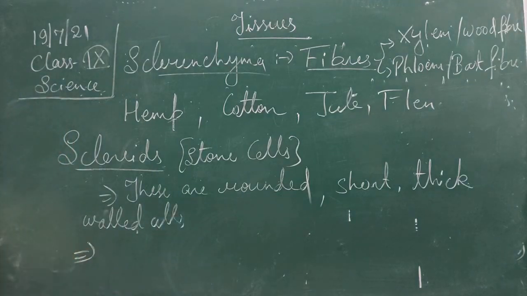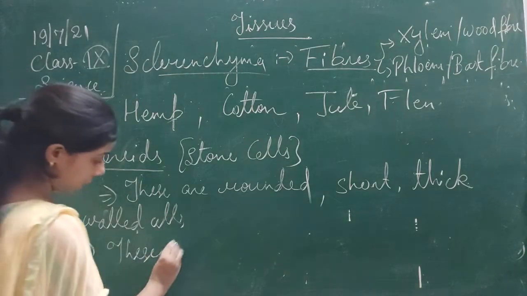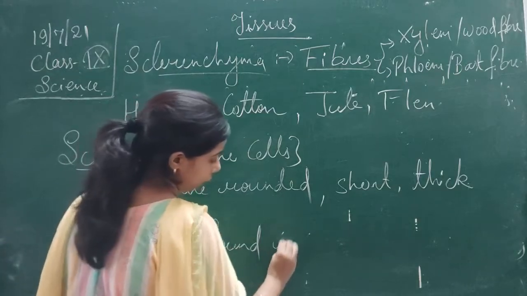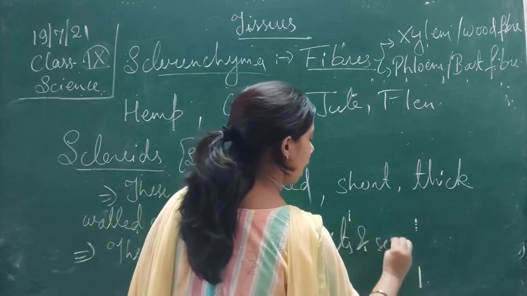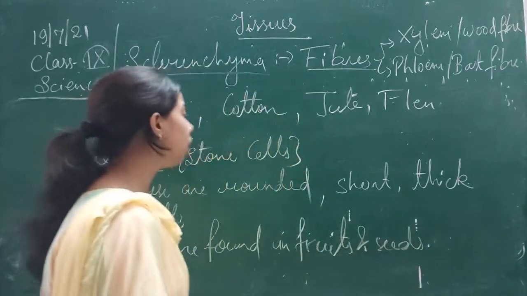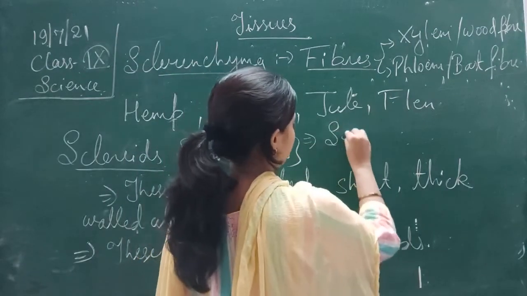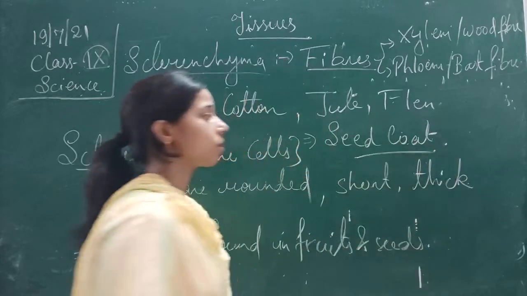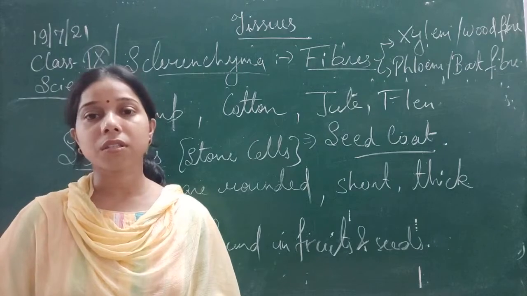Second, these are common, found in fruits and seeds, and also we will find them in the seed coat. I am writing the third one here, student, in seed coat. So sclereids are also present in the seed coat. This is the sclereid, student.